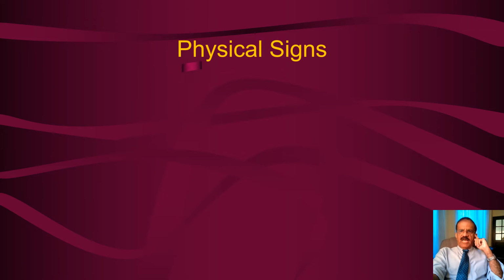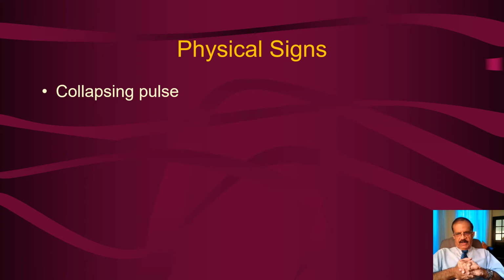The physical signs of aortic regurgitation: collapsing pulse. Now this is very important, and let me first explain what a collapsing pulse is. You examine the pulse like you normally do, and you notice that the pulse is high volume. If that is the case, one of the possibilities of high volume pulse is collapsing pulse. Then you do the proper method.